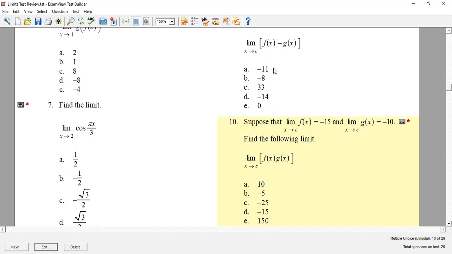This one is the same way, number 10. F of x times g of x. So what are we going to do? When we multiply it together, what do we get? Positive 150, your answer. Any questions? Number 10. Everybody good?